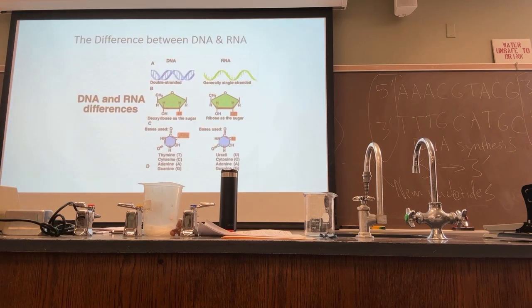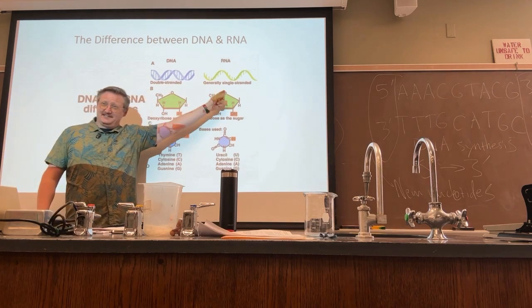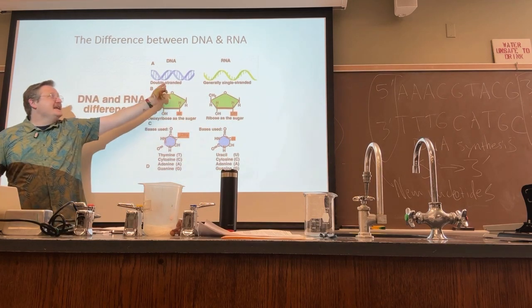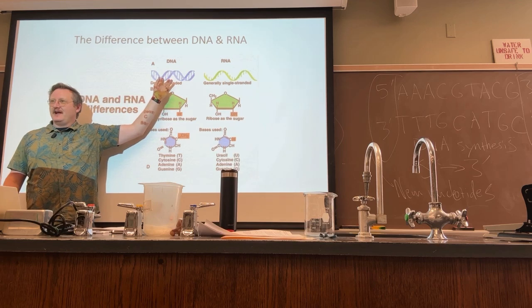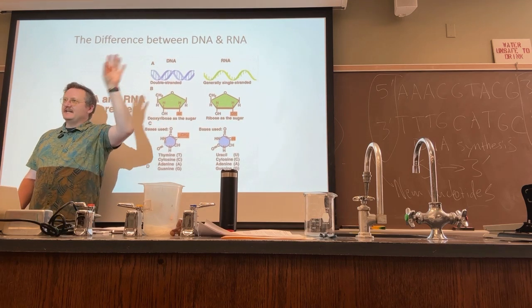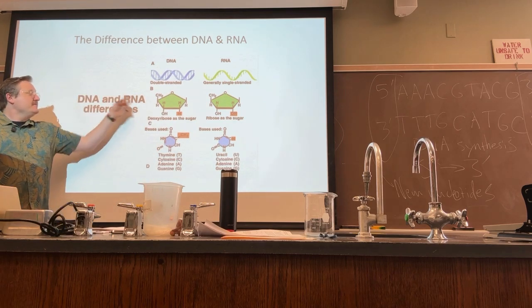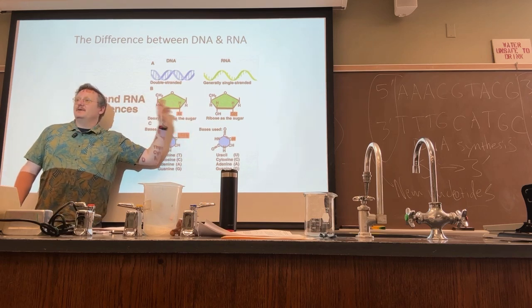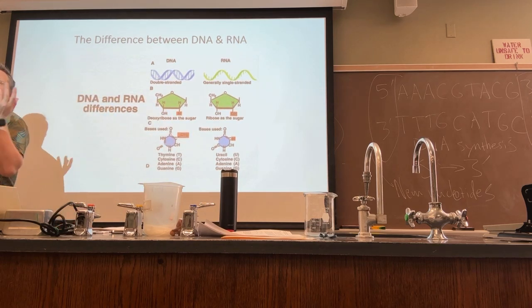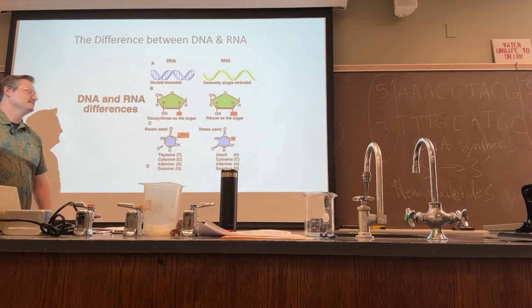Okay, let's summarize the difference between DNA and RNA. The one thing I haven't talked to you about is that RNA is single-stranded. DNA is double-stranded. All right? They both have a sugar phosphate backbone with nitrogenous bases projecting off. Okay? In DNA, deoxyribose is the sugar. In RNA, ribose is the sugar. It's still a 5-carbon sugar.